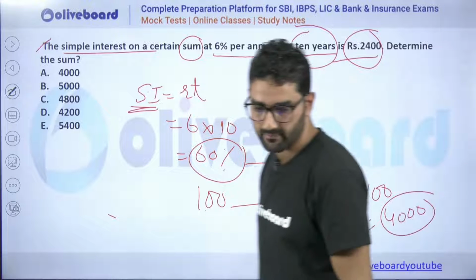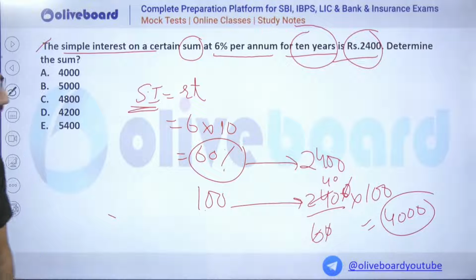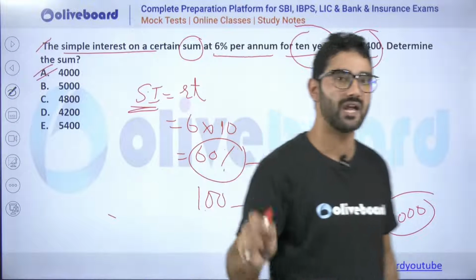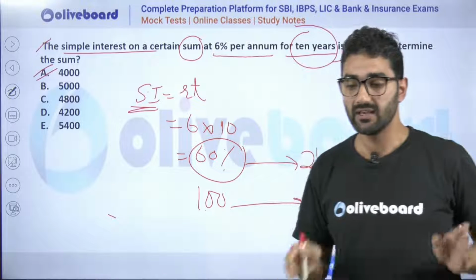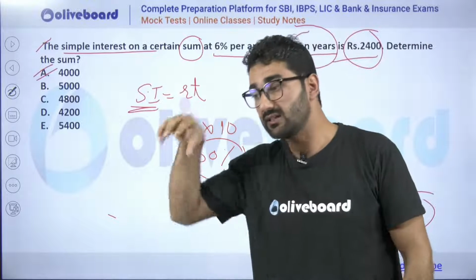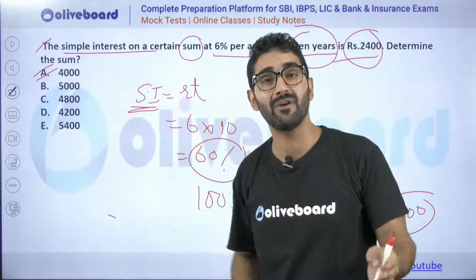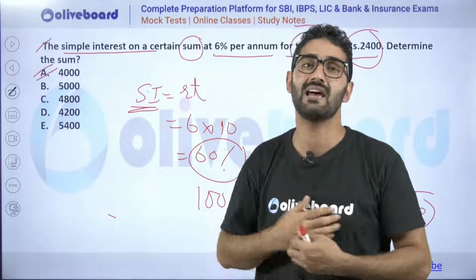Hope it is clear to everyone. You don't have to use formula. Without formulas, you have to solve. I will show you how to tackle all questions. In exam, sometimes you will get a question: this amount becomes 9 times in 15 years, how much time will it take to become 27 times?